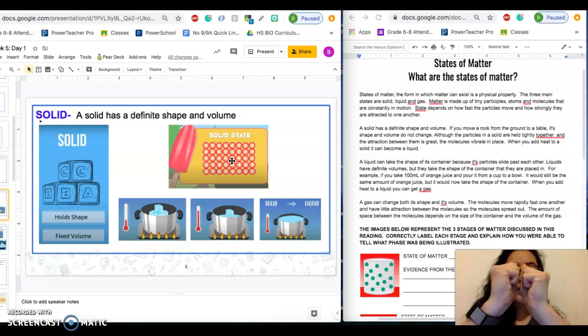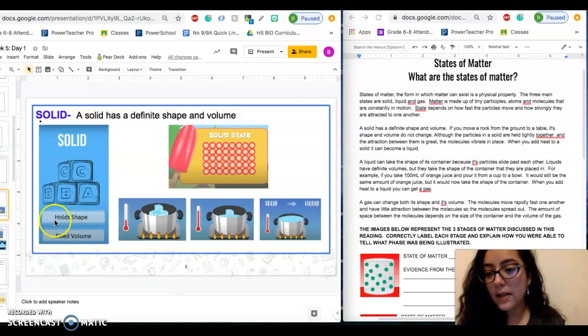These particles, they're tight, close together, and they're shaking. They're shaking a little, they're bumping into each other, but they're so close to each other that it doesn't really move. They do not have that much room to move.